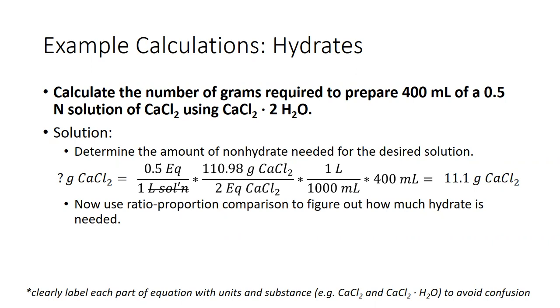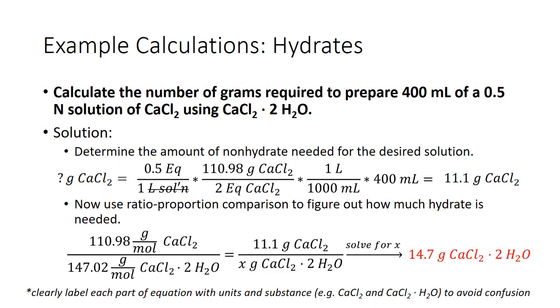But you only have calcium chloride hydrate, so now you're going to do a ratio. So you take 110.98, which is the molecular weight of the anhydrous calcium chloride, over the 147.02, which is the molecular weight of your hydrated calcium chloride. You make a ratio where you have 11.1 grams of the calcium chloride that you need for your solution, and then you're going to solve for x. So you're going to cross multiply and solve for x, and you're going to end up needing 14.7 grams of hydrated calcium chloride to make this solution.